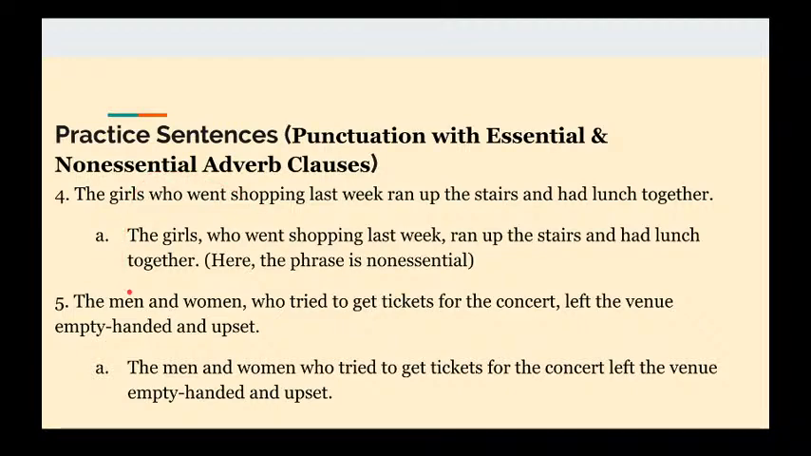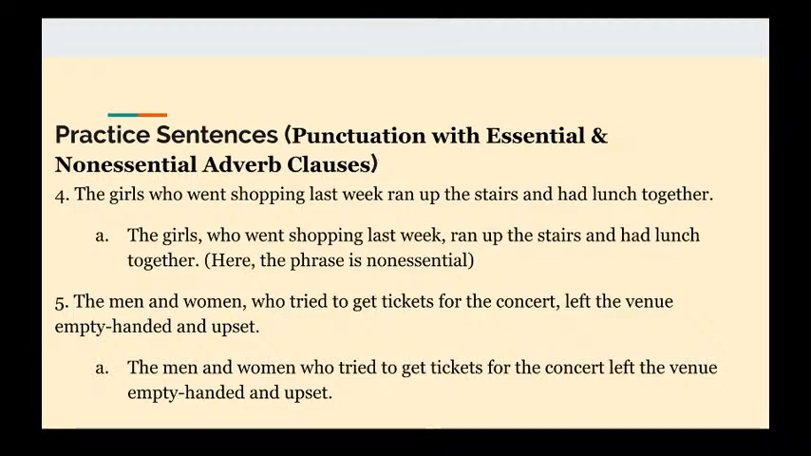And then the last example sentence: the men and women who tried to get tickets for the concert left the venue empty-handed and upset. Here, if we read "the men and women left the venue empty-handed and upset," we're talking about every man and every woman, which is incorrect. So the sentence must be corrected to: the men and women who tried to get tickets for the concert left the venue empty-handed and upset, with no commas, because we need to know which men and women. So it's an essential phrase.